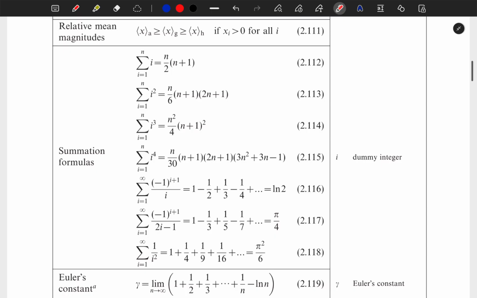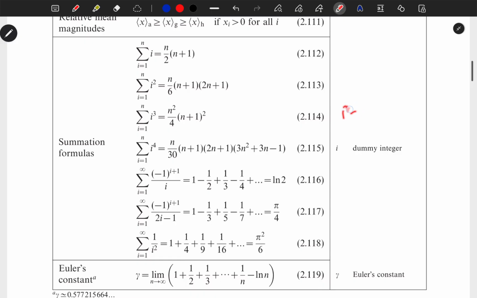Now some summation formulas. 1 plus 2 plus 3 up to n will give n into (n plus 1) by 2. This is the first one. If we have 1 square plus 2 square plus 3 square, it is n by 6 times (2n plus 1) into (n plus 1). If we have 1 cube plus 2 cube plus 3 cube, like that, it is (n times (n plus 1) by 2) whole square. Similarly, if we have i to the power 4, we have n by 30 times (n plus 1)(2n plus 1)(3n square plus 3n minus 1).